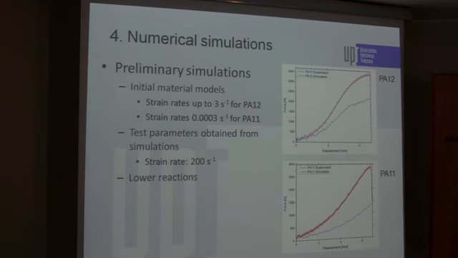For preliminary simulation, we have strain rates up to 3 per second in the case of the PA12 and only 0.003 per second in the case of the PA11 component, and we obtained low reaction as expected because of the high strain rate dependency of these thermoplastics. And also the simulation determined strain rates up to 200 per second, which is far above what we could obtain through tensile tests.